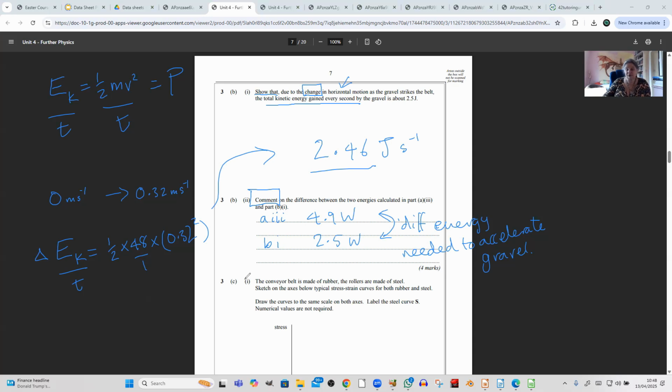The difference goes to accelerate the gravel. That would be explain. Can you see? Okay, that's an explain answer. But comment, it's comment. So if you've got a difference in energies, where's that difference going? It kind of follows, but you do need to say if you want to get all the marks here. Right. Okay, let's move on.